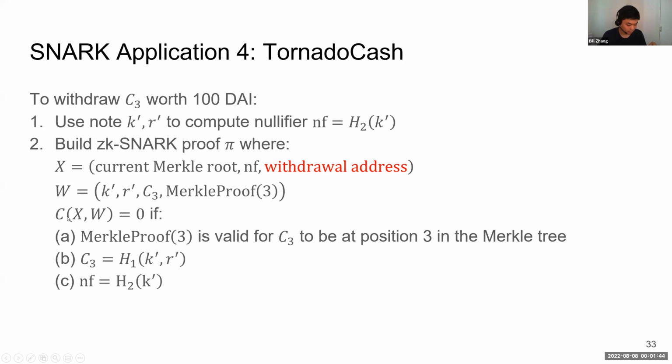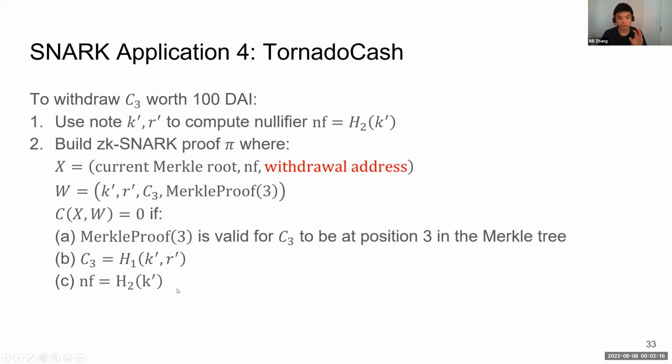Then the circuit is going to check 3 things. It's going to first check that this Merkle proof is valid for coin 3 at position 3 in the Merkle tree. The second thing the circuit's going to check is that coin 3 was indeed constructed using a hash function that used K prime and R prime in it. So it's going to check that whoever's building this proof knows K prime and R prime, and thus has the rights to coin 3. And then it's going to check that the nullifier was generated correctly as the hash of K prime.